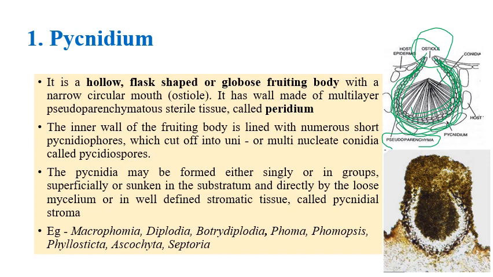So I repeat once again, for exam importance, the only important points we are discussing here. This pycnidium is a flask shaped structure, or you can say a globose fruiting body, with a narrow or circular opening called the ostiole. This outer layer is multi-layered, composed of pseudoparenchymatous tissues, and this multi-layered outer membrane is called the peridium.